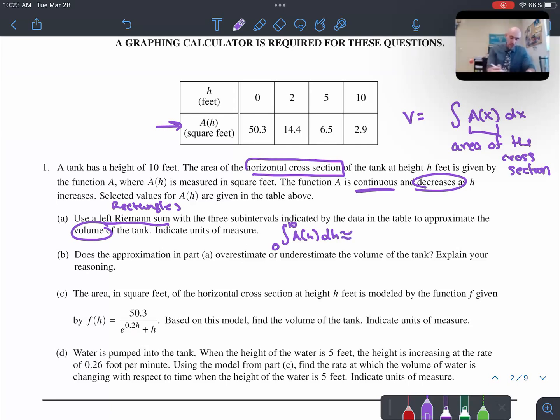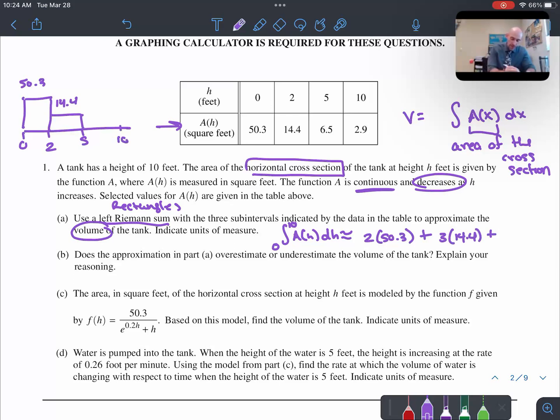Left Riemann sum, I like to draw it. You have 0, you have 2. The left one is going to be the 0, so 50.3. That first one is going to be 2 times 50.3, plus 2 to 5. I'm going to use the one on the left, which is 2, so 14.4. So that's going to be 3 times 14.4, plus 5 to 10. Again, we're using the left, so 6.5. So that's going to be 5 times 6.5.